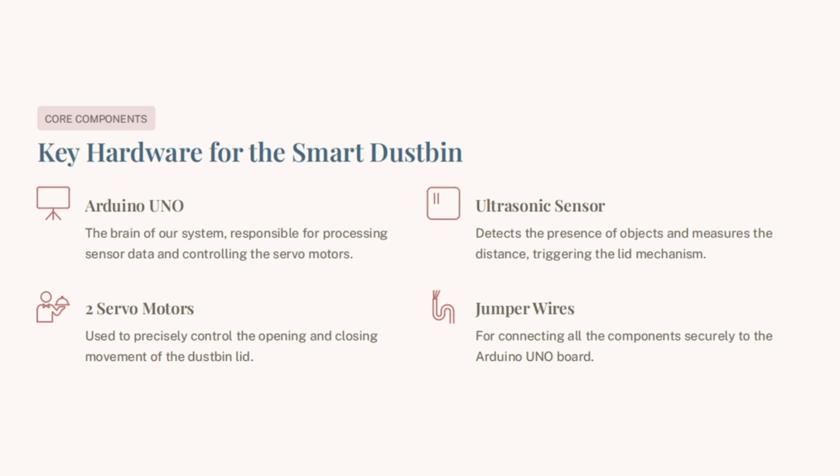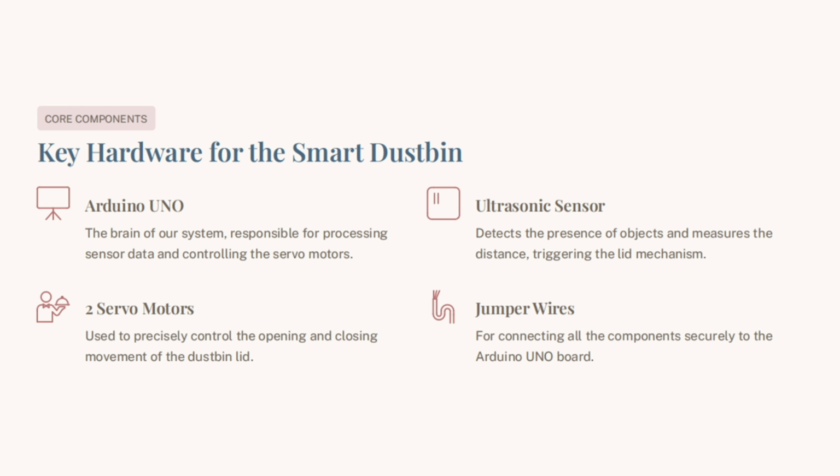Ultrasonic sensor, the eyes. This component is responsible for detecting the presence of a user by measuring the distance of an object in front of the bin. It provides the trigger signal that tells the Arduino when someone is ready to dispose of waste.